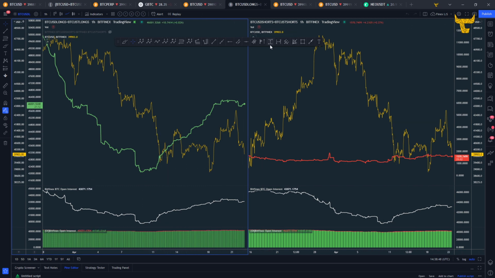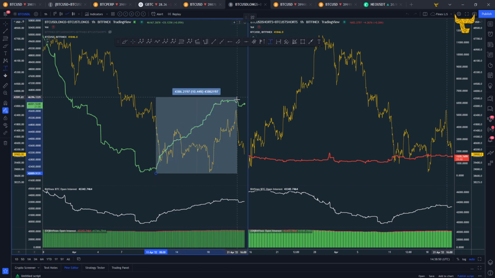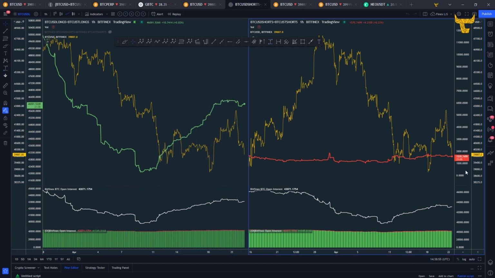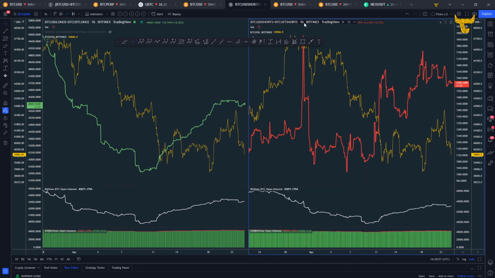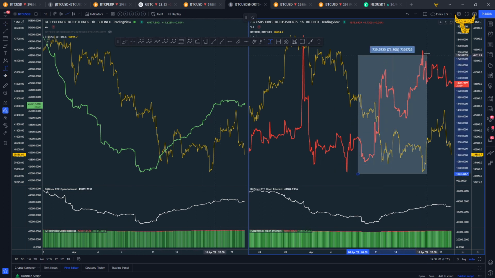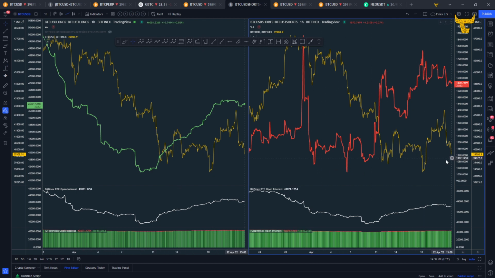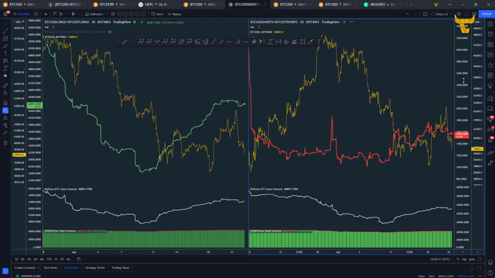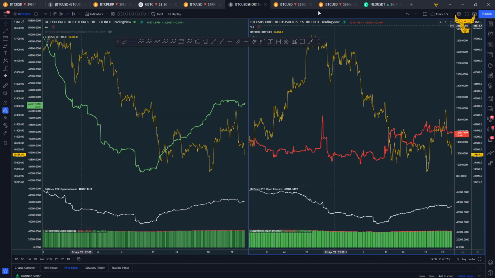Bitfinex is positioning on the long side with a bit more than 4,000 Bitcoin. Short is pretty low. I think we still have had a slight increase here, 707, 70. So it's not huge. Zoom out.